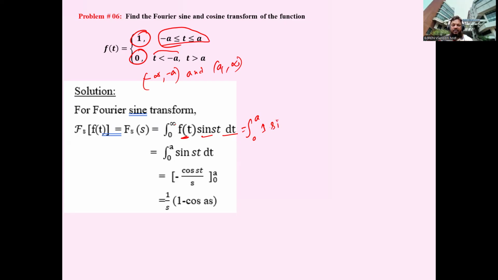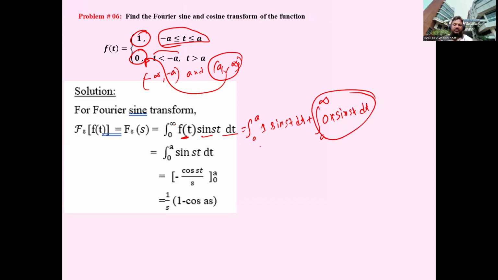So 1 times sine st dt plus a to infinity. When a to infinity, the value of the function is 0. So we get 0 times sine st dt. You see this value is 0, and that's why we write here 0 to a sine st dt. Now integration of sine st will be minus cos st by s.